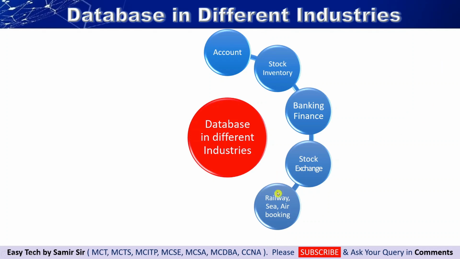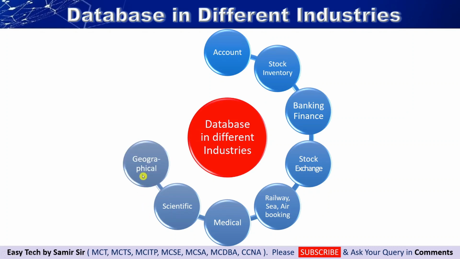Railway, airline, and sea line booking. All the transactions used for booking railway tickets, air tickets, sea booking, and cargo booking can be stored in these types of industries. A medical database can be used for saving patients' data, their problems, medicine details, symptoms, and all the information related to the medical industry. Scientific data can be used for different scientific purposes. Geographical data, used for weather forecasting and GPS, can be kept in a geographical database.